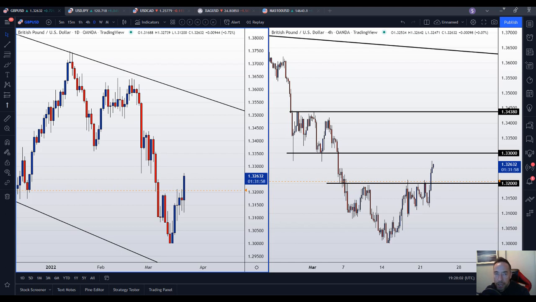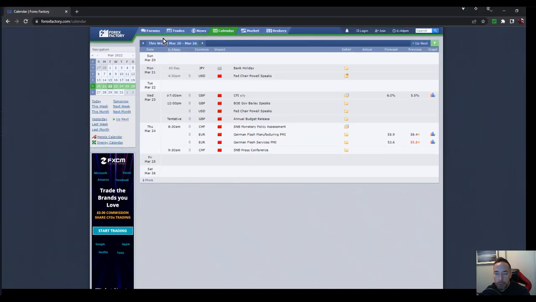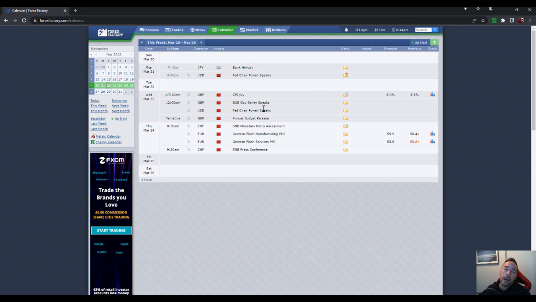Let's just have a look at a few charts of interest. But before we do that, let me just bring over the news tomorrow. Always make sure you're aware of what's going on with the news, the high impact news, especially because these are the news events which can cause the most volatility in the market.